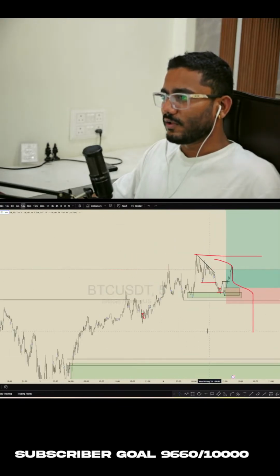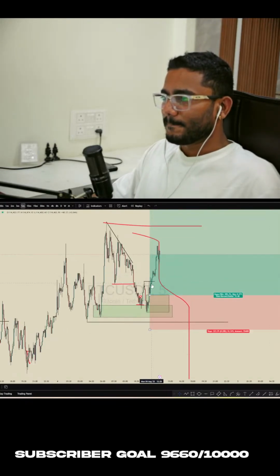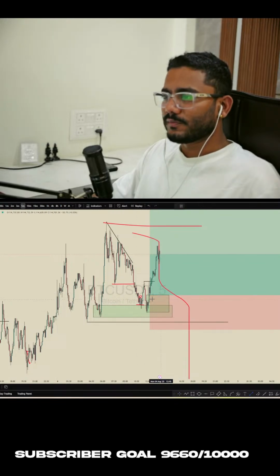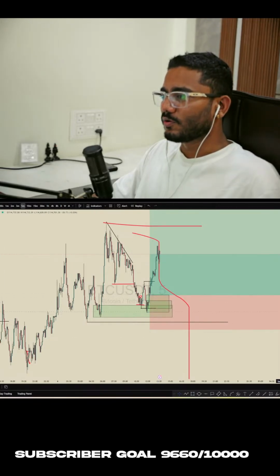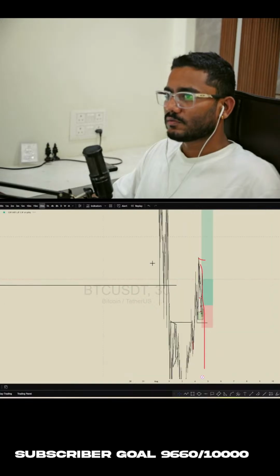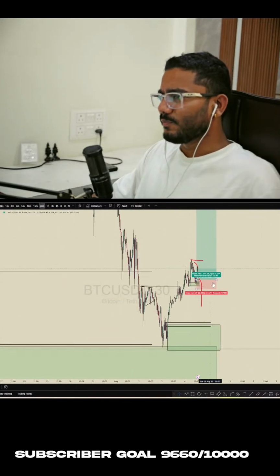If you go to 5 minute, price has swept these previous lows, like this previous candle, and then gave us a breakout structure. So we can look for a buy side entry on this order block or this order block. And if this breaks, then we can look for this area.